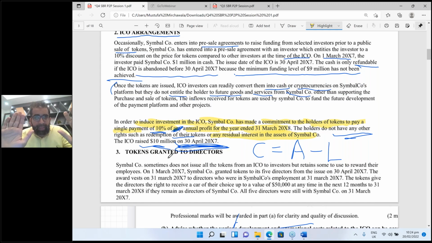But once it is confirmed that we are in profit this year, then we have to book a liability. Then we have to make the entry: expense debit and liability credit.